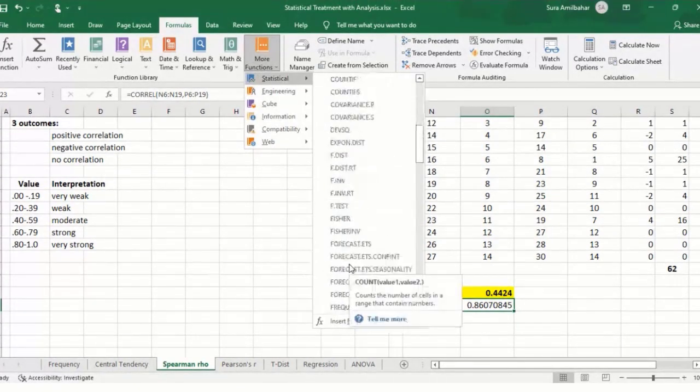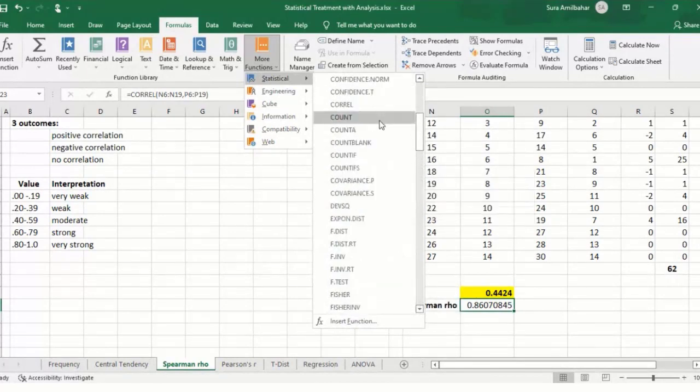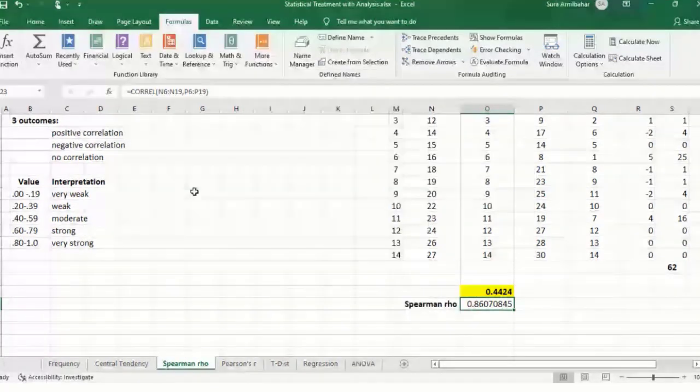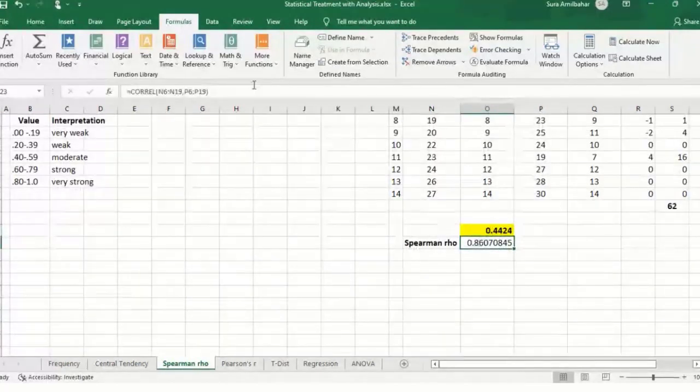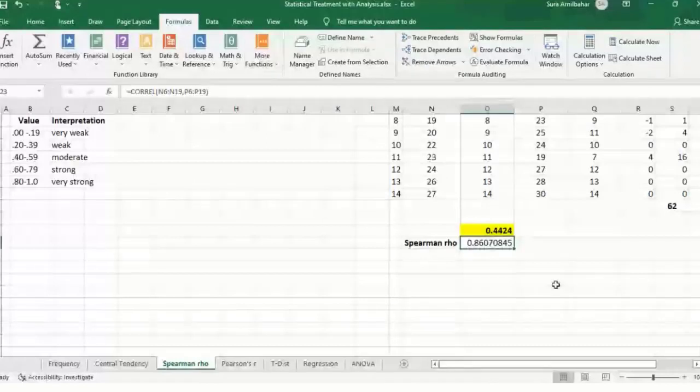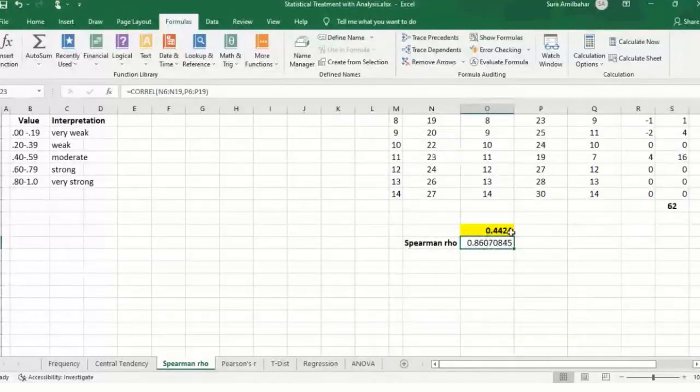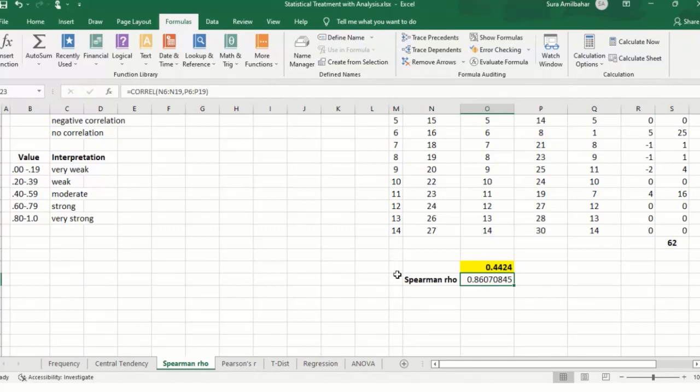Madami kasing tawag dito guys. Maraming form ang formula. Maybe iba ang gamit dito sa loob ng Excel. But anyway, for now, let's use this one for interpretation. Itong 0.86. So 0.86 is a very strong positive correlation kasi nga positive siya.